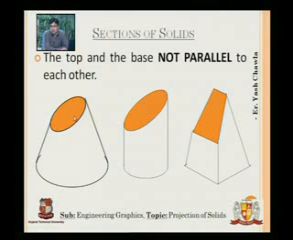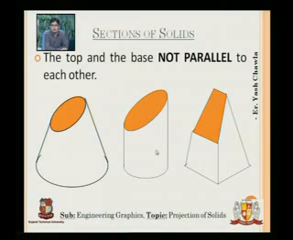Now this section cannot be parallel to the base. If it is parallel, then it won't be an ellipse, and it will be classified into frustum of solid. So if we are talking about section, then it should make any angle with the base, and it should not be parallel to the base. The top and the base should not be parallel to each other, that is, after cutting it with a plane.